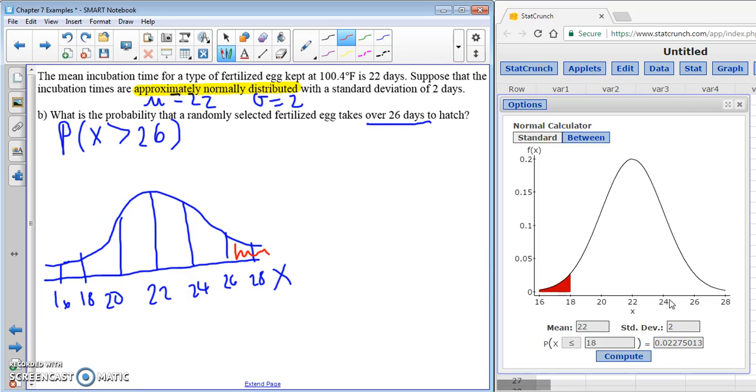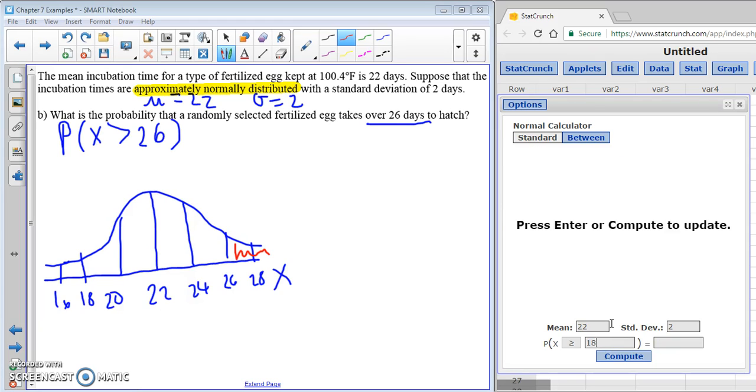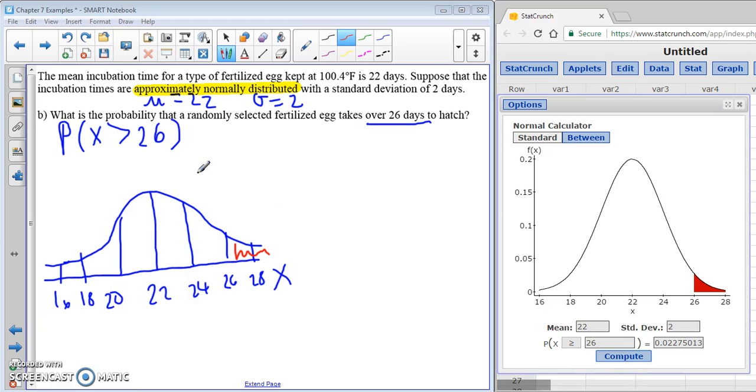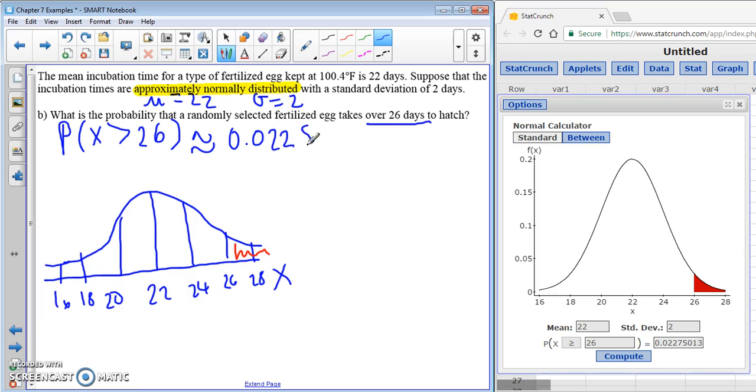We should get about the same answer. Our mean and standard deviation are the same. We're going to change this to greater than 26. We should get the same answer since it's symmetric. And we do. This is approximately 0.0228.